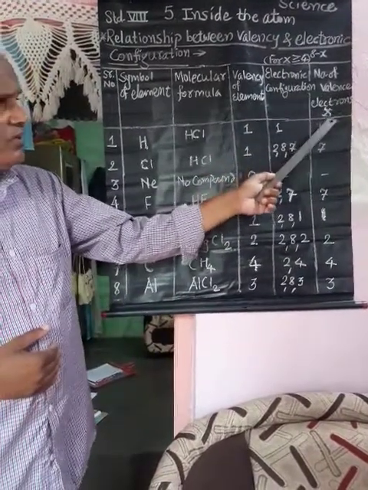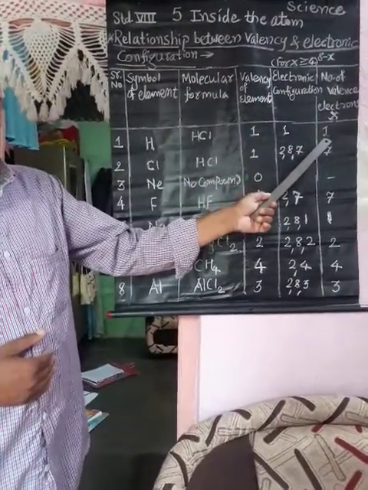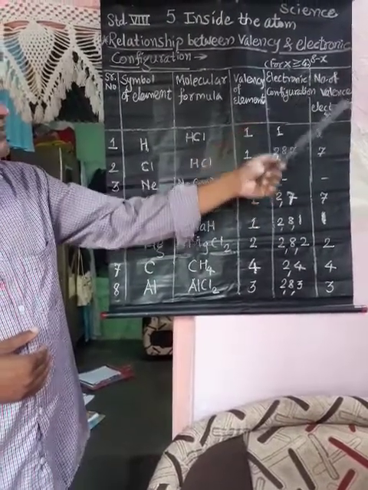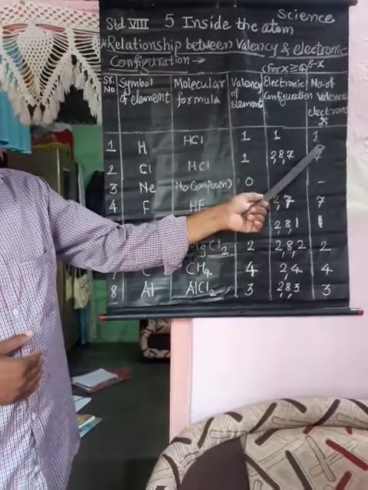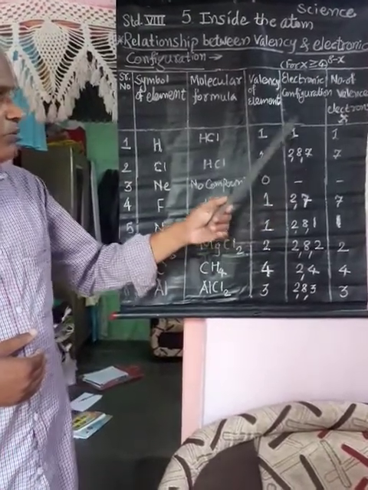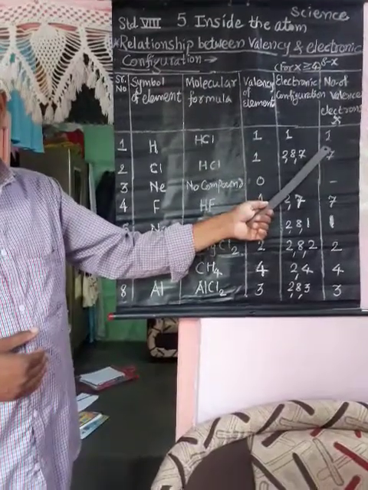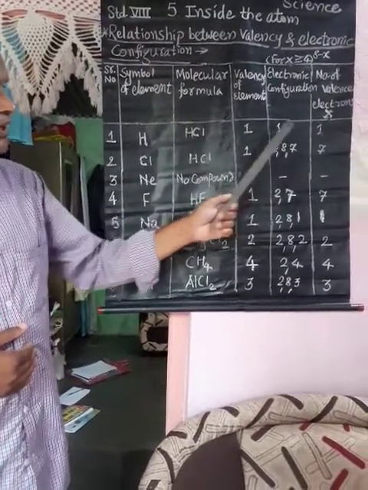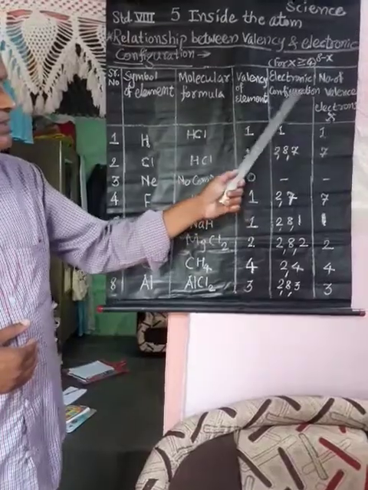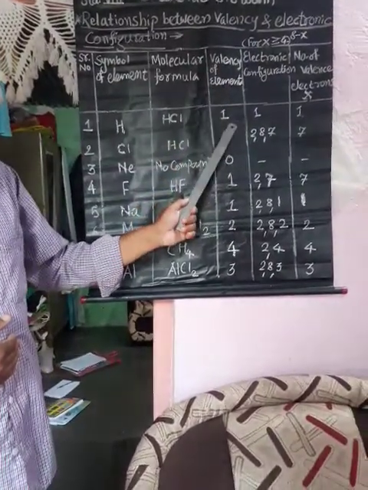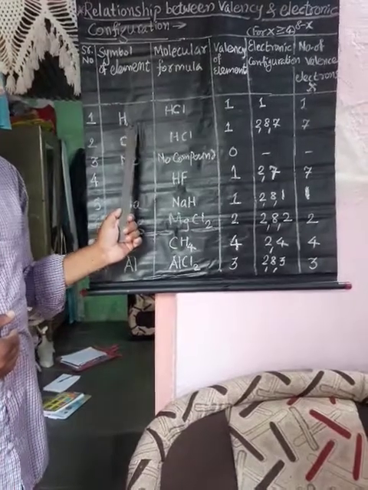The number of valence electrons, that is called X. The value of X is 1. There is no question of 8 minus X because this value is less than 4. Now if the value of X is less than 4 or equal to 4, then we can say the valency of that element is matching with the number of valence electrons, that is 1.